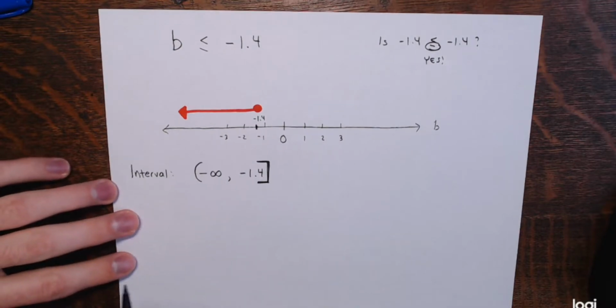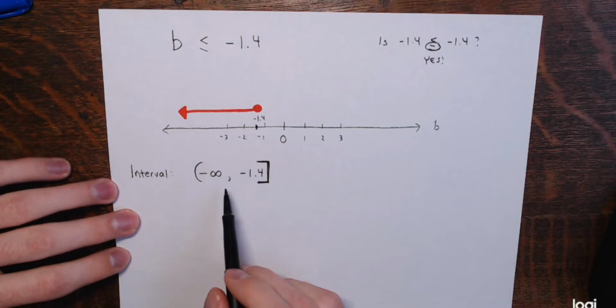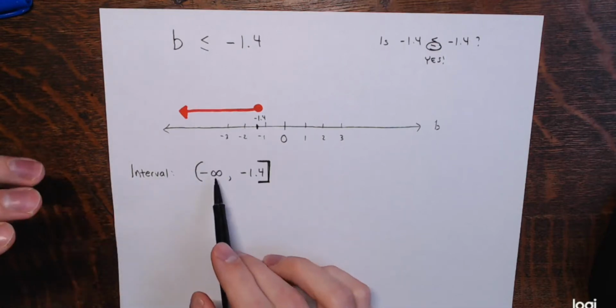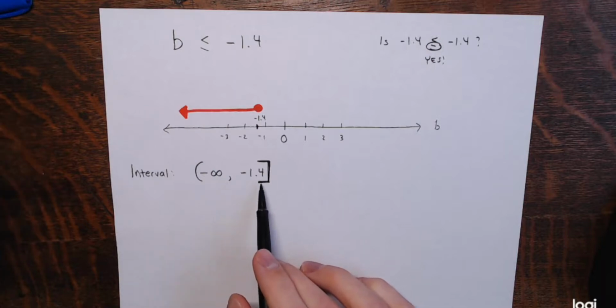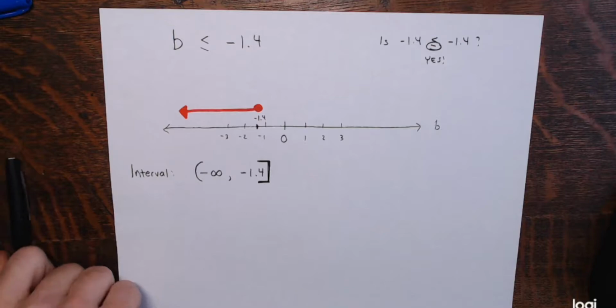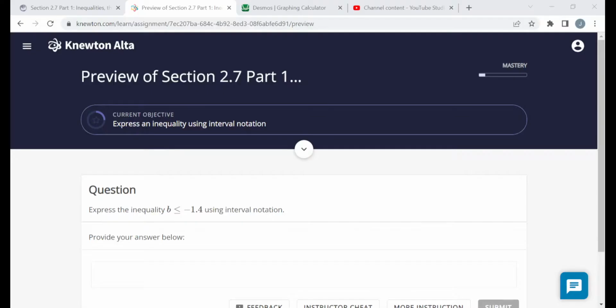And there you go. This is called the interval. It describes the set of solutions. It's all the numbers less than -1.4 and including -1.4, right? That's what the bracket's there for. And that's what we're asked to enter, right? The interval notation.